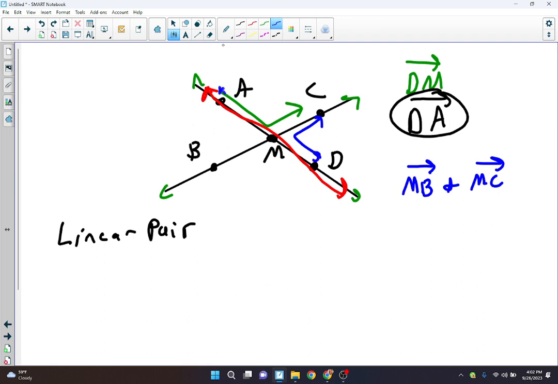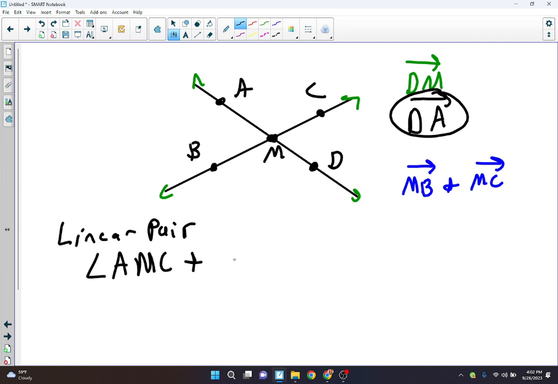So here's how you write your answer. Angle AMC and angle CMD. If you write DMC or you write CMA, it doesn't matter. That's still the same angle. But those two make a linear pair, a pair that forms a straight line.